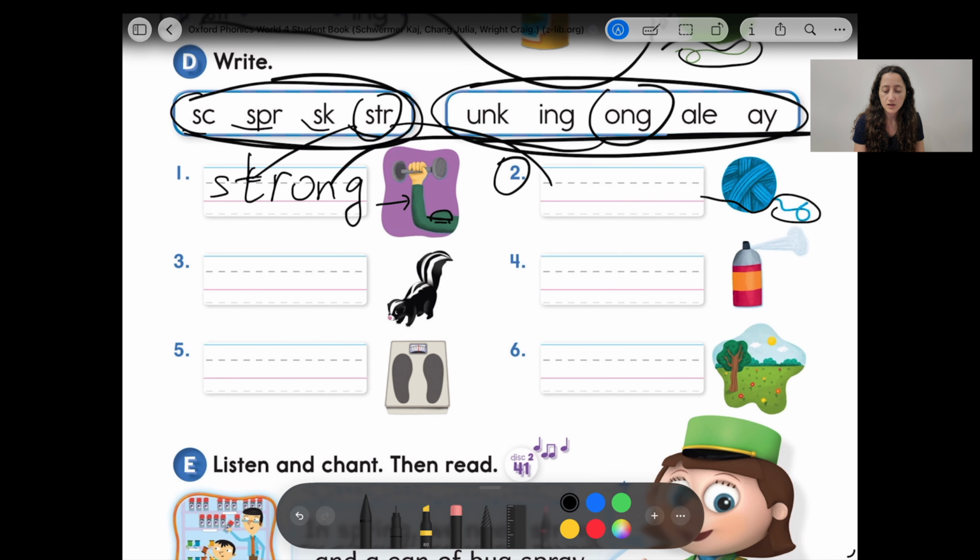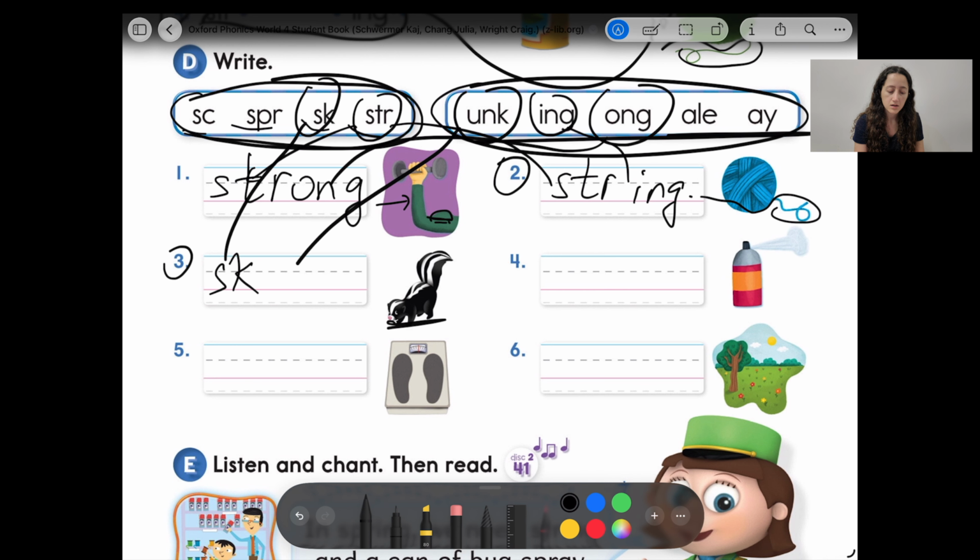Number 2, this one is a string. So string. Good. Number 3 is a skunk. Skunk. Number 4 is a spray. Spray.